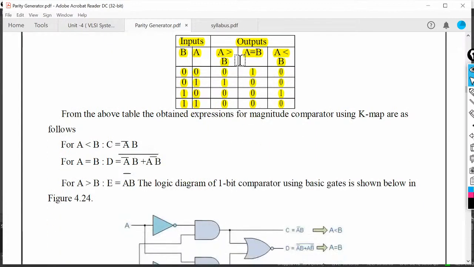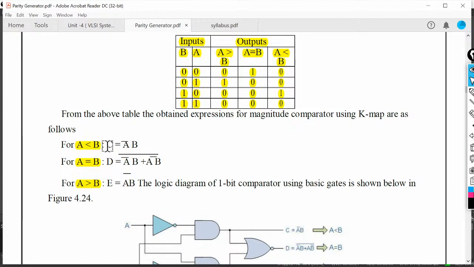When we simplify this Boolean function, we get three different outputs. We get the output equation for three different combinations. One is for A is less than B, another is A is equal to B, and the last one is A is greater than B. The outputs are represented by the symbols C, D, and E.